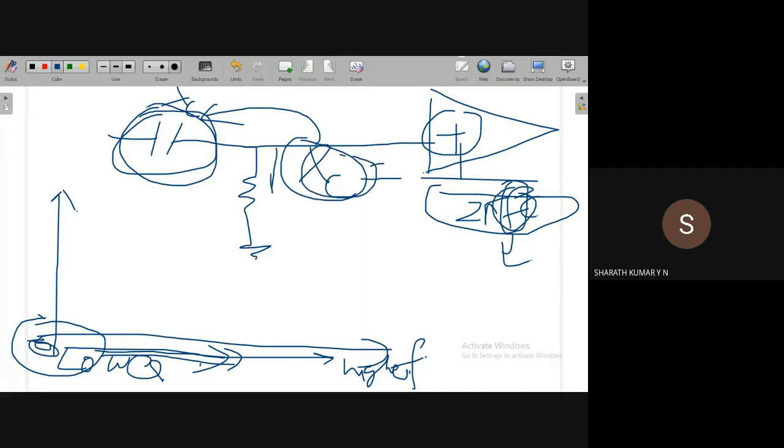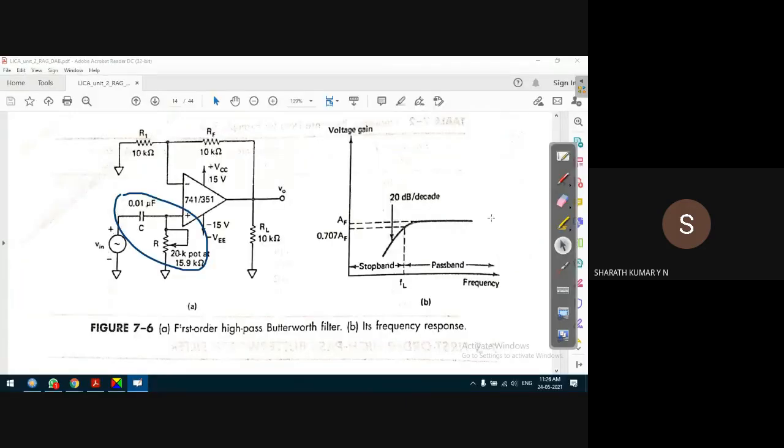As the impedance of the capacitance decreases, the capacitor acts as an AC short. Very simple. That is the basic principle of operation of the circuit. Initially at lower frequency, as we have observed, the voltage applied to the non-inverting input terminal is very less, and hence the output voltage is zero.